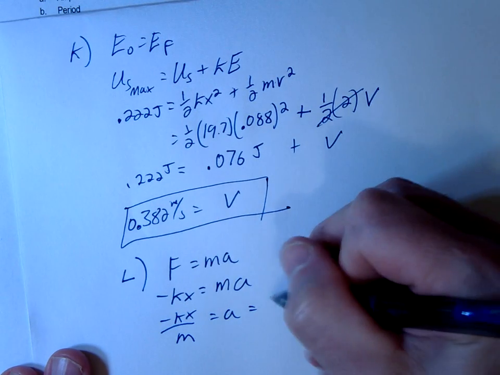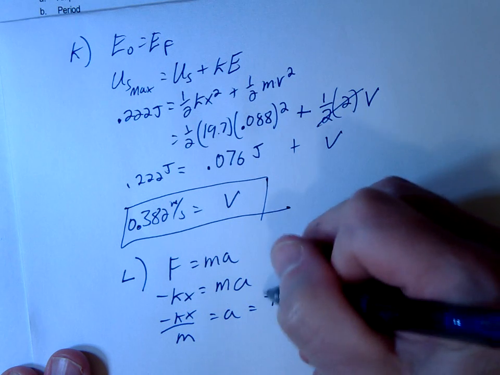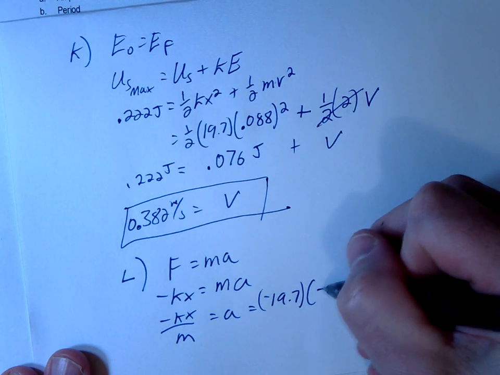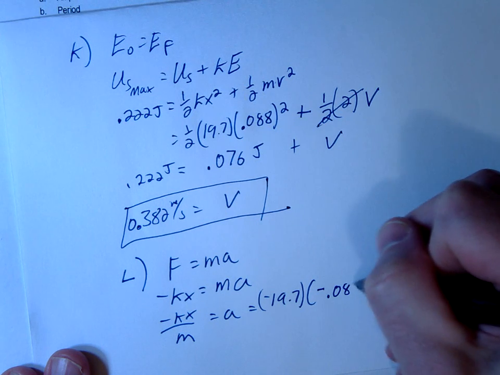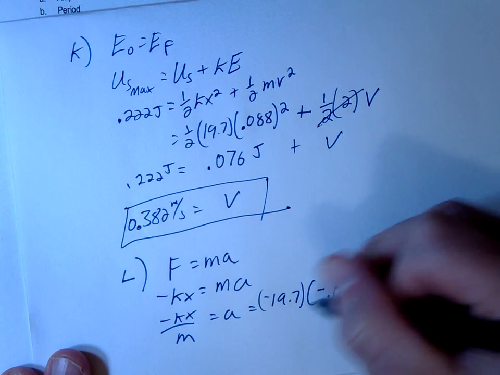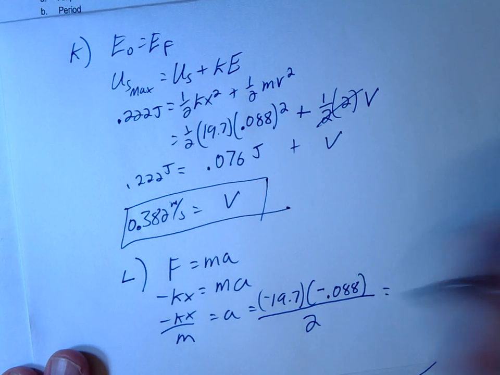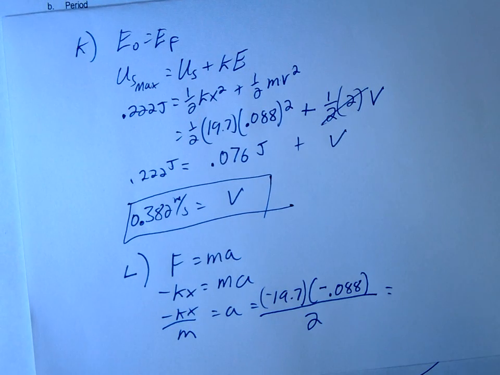Okay, 19.7 negative, x was negative 0.088, divided by our mass of 2. Okay, plug that in, and I get an a of 0.867.